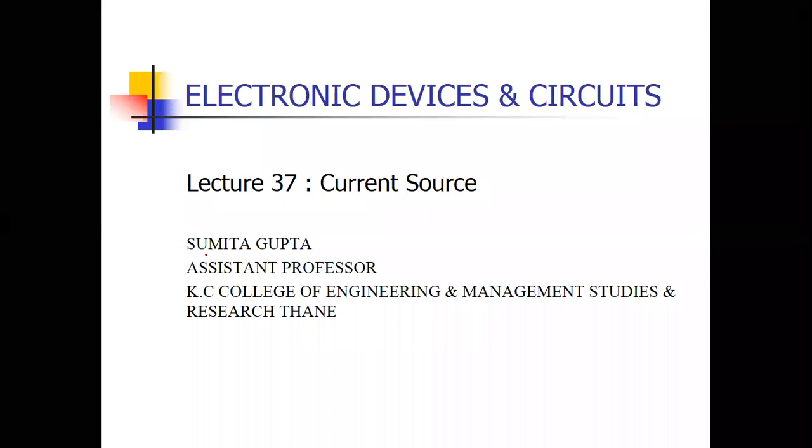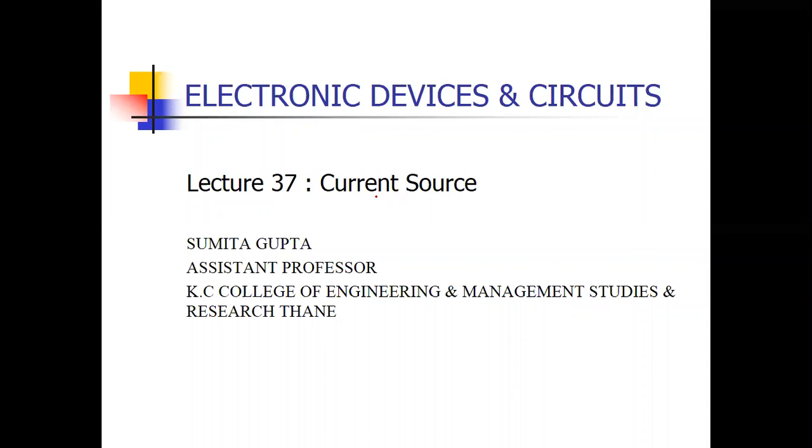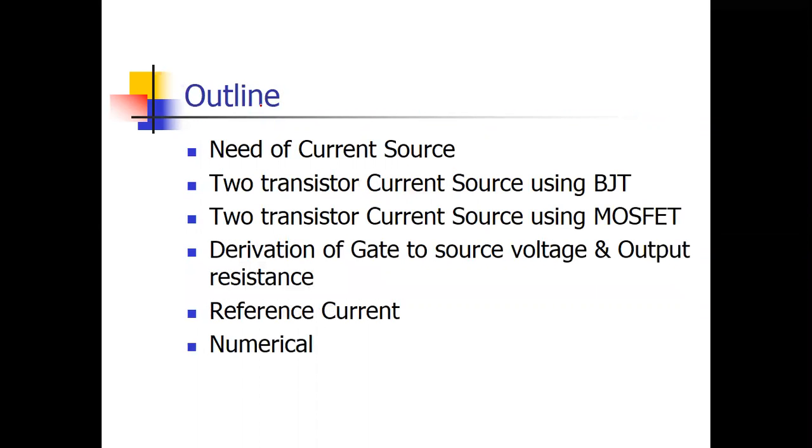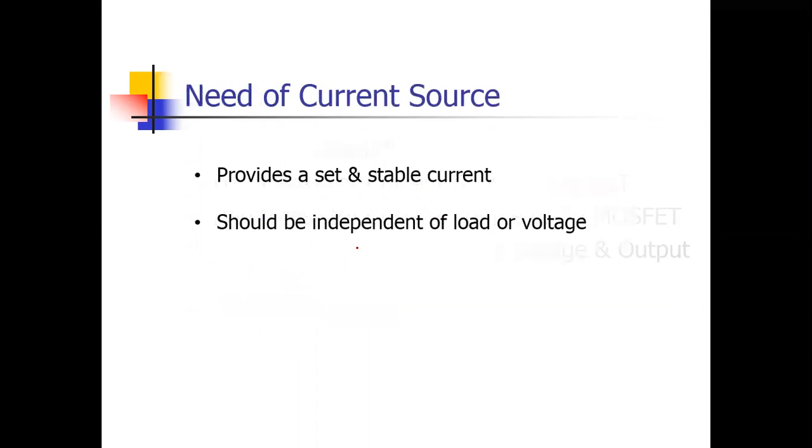Welcome you all to my 37th lecture of Electronic Devices and Circuits, that is current source, and this is my last lecture of this series. So the outlines are: need of current sources, two transistor current source using BJT, then using MOSFET, then we will do some derivation and then one numerical.